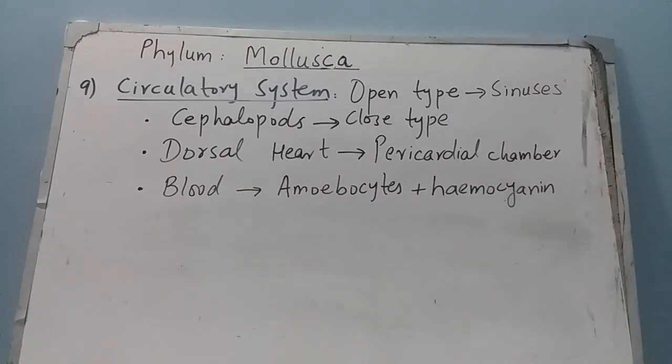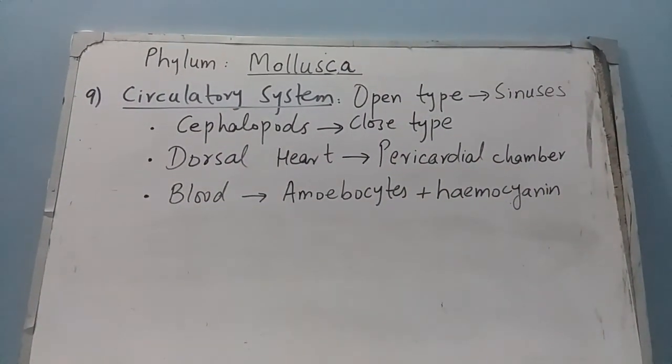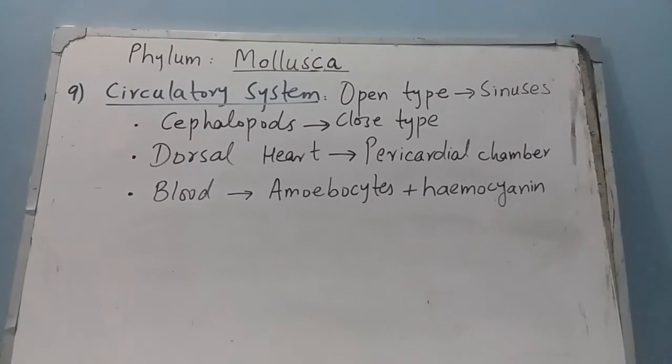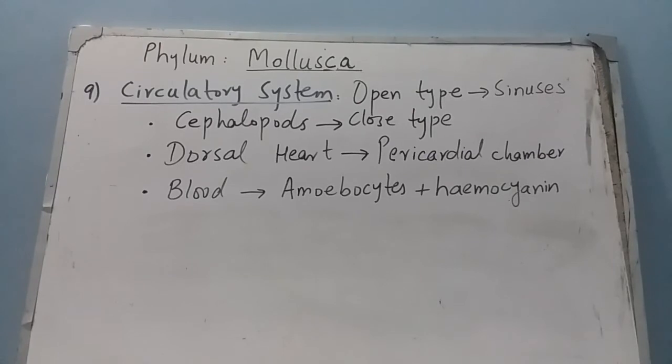In case of cephalopods, there is a closed type circulatory system. In closed type, the blood flows in closed blood vessels which are known as arteries, veins, and capillaries. So, in all mollusks except cephalopods, there is an open type circulatory system.